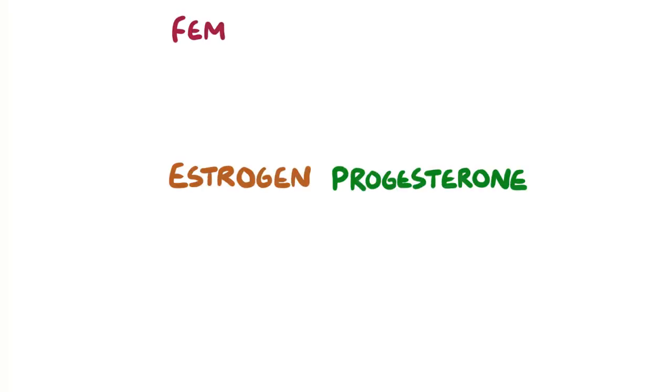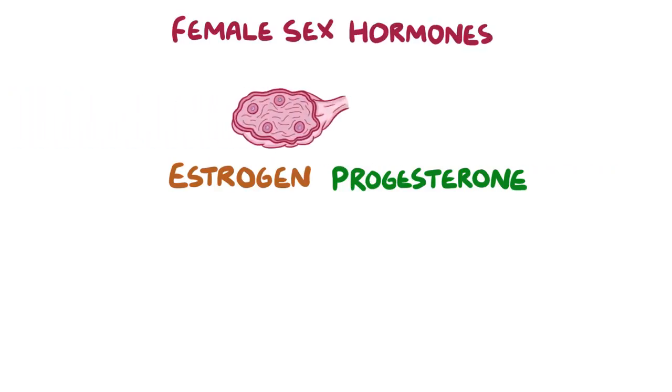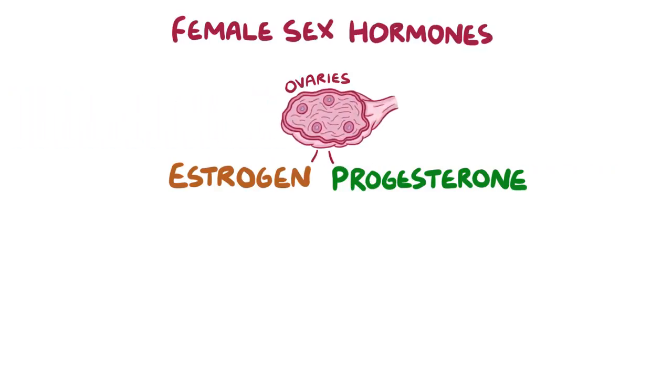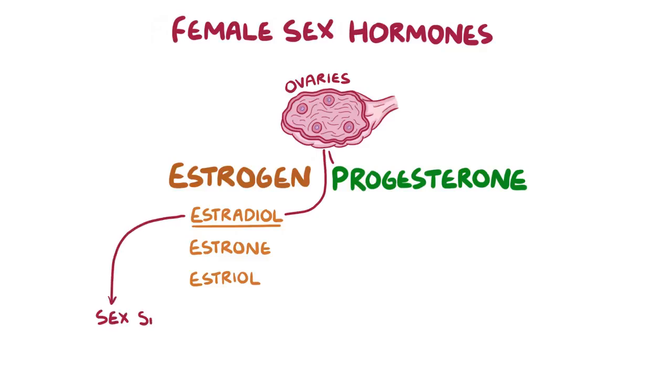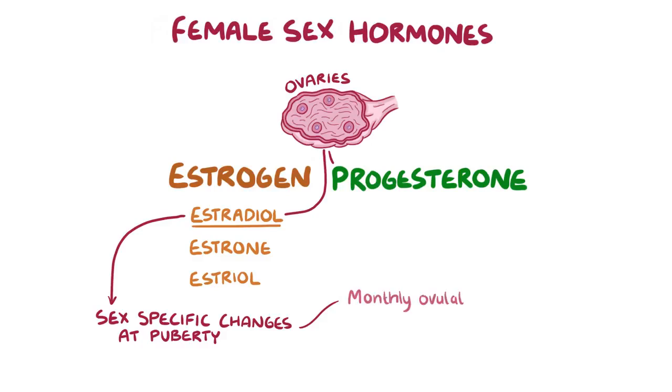Estrogen and progesterone are the female sex hormones, and they're produced mainly by the ovaries, which are the female gonads. Now, the female body is very clever, and it can synthesize 3 types of estrogens. These are estradiol, estrone, and estriol. Of the 3, the ovaries synthesize estradiol, which is the most biologically active of them all. And estradiol accounts for the majority of sex-specific changes that begin at puberty. These are things like monthly ovulation and menstruation, as well as the development of secondary sex characteristics.